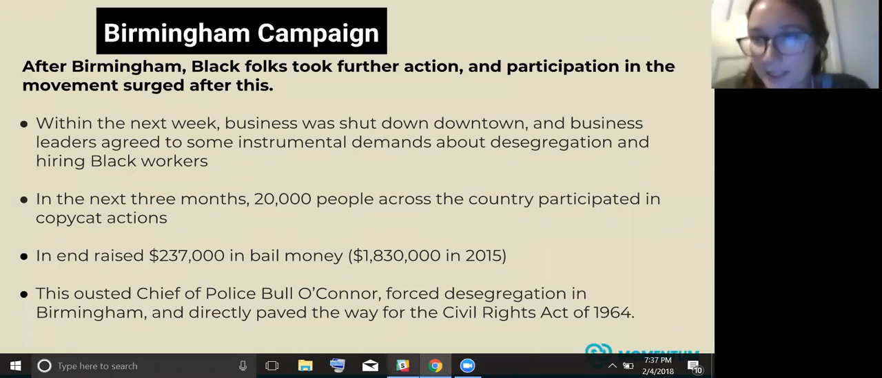So what they basically did was take a number of months to plan a 6-week long campaign. Within a week after they started, business got shut down throughout the downtown, and a lot of the business leaders agreed to meet some of the demands that the movement was making. And then over the next 3 months, 20,000 people across the country participated. So this inspired massive action, with people using similar tactics and copying it in other places.